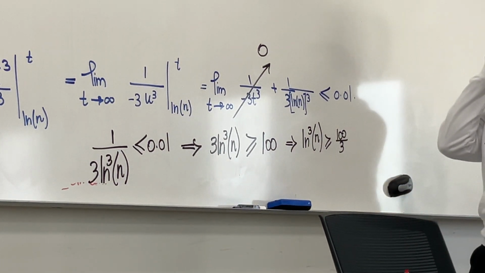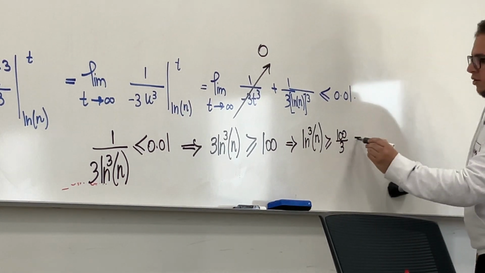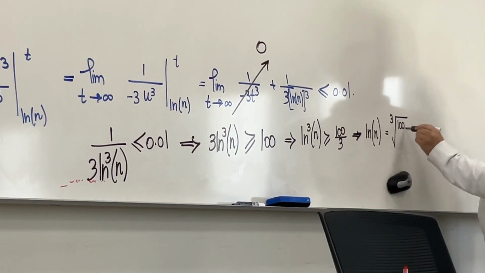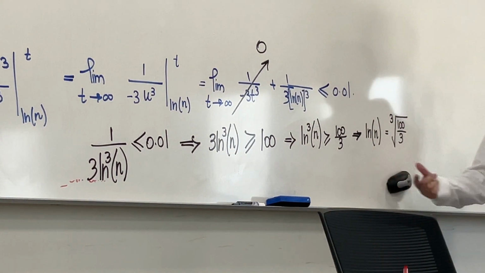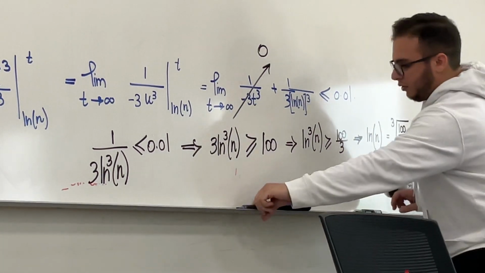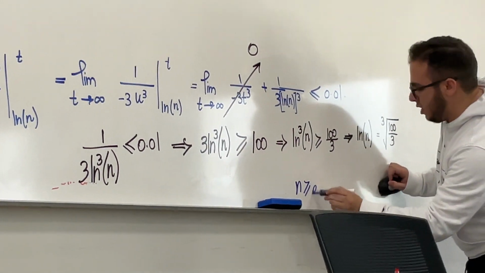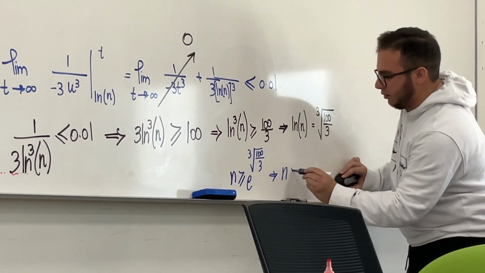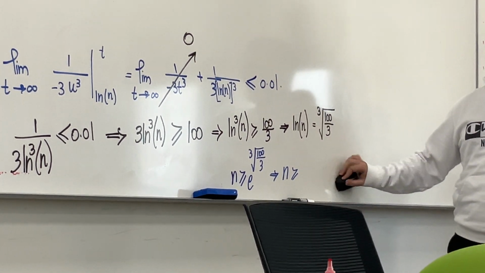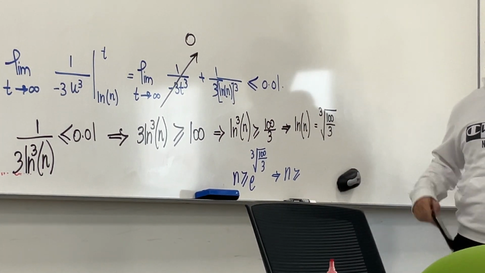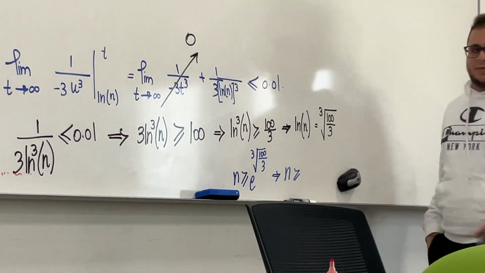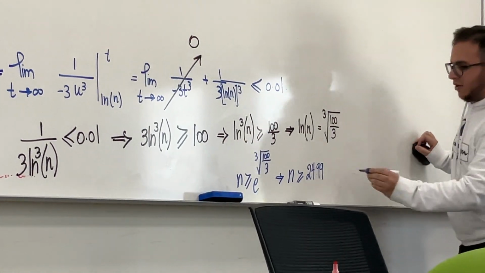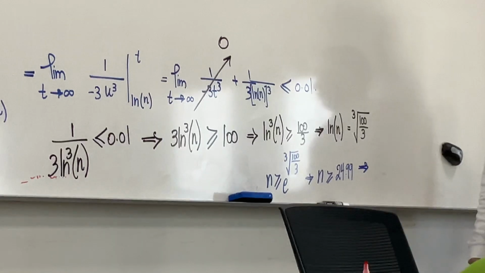First, I need to get rid of the cube, right? So what do I do? I take a cube root. And then, how do I get rid of ln? e. Done. So n has to be larger than or equal to e to the power cube root of 100 over 3. Can someone tell me how much this number is? Exactly. Yalla guys, we don't have time. It will be 24.99, right? 24.985. Okay. Now, n is what?